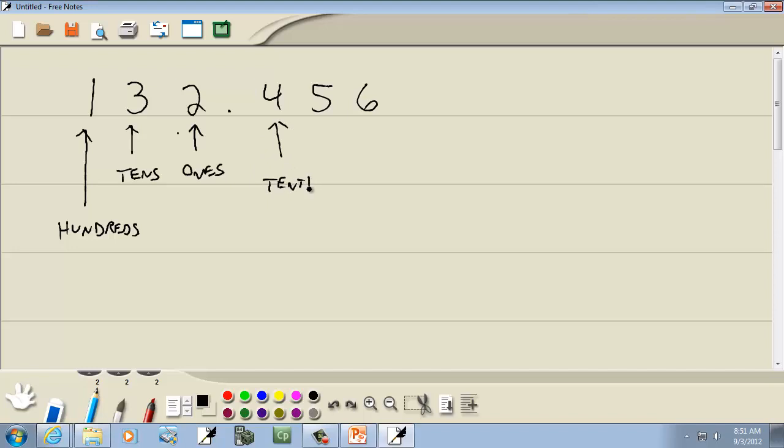and this is our tenths place. Remember, we add on THS, and this is our hundredths place. Again, the THS, and then this is our thousandths place, and then it keeps going. Ten thousandths, hundred thousandths, and so forth.